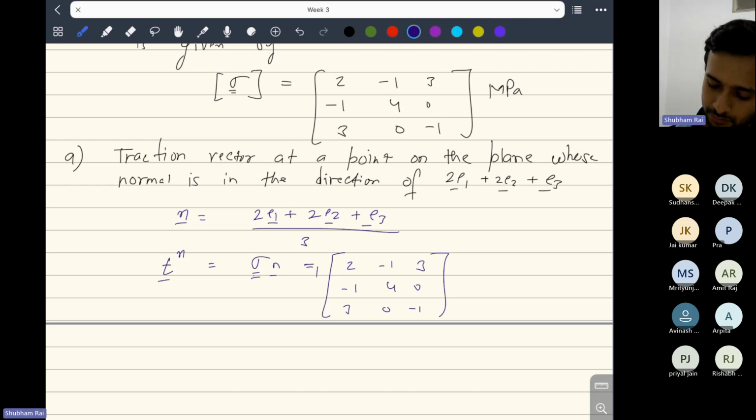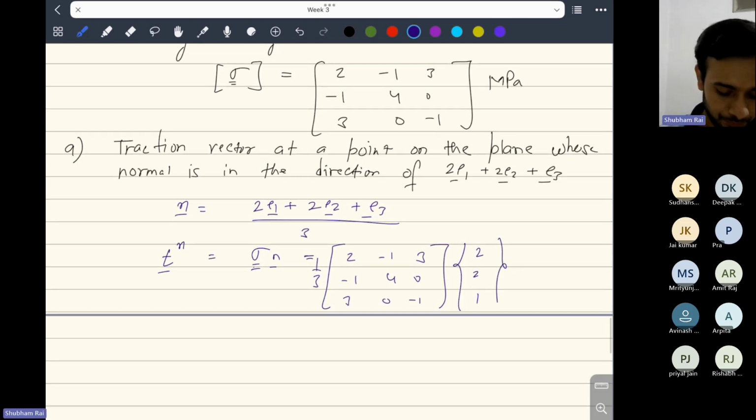And this n is 1 by 3 I'm writing here, and the rest of the n you can write here. So this is 2, 2, and 1. Okay. So if you solve this, first, 2 multiplied by 2 will be 4 minus 2, so that will be 2 plus 3. So that will be 7. Sorry, 5. So we get 5. So 1 by 3 will remain as it is. I'm keeping this 1 by 3 as it is. So the first component will be 5.